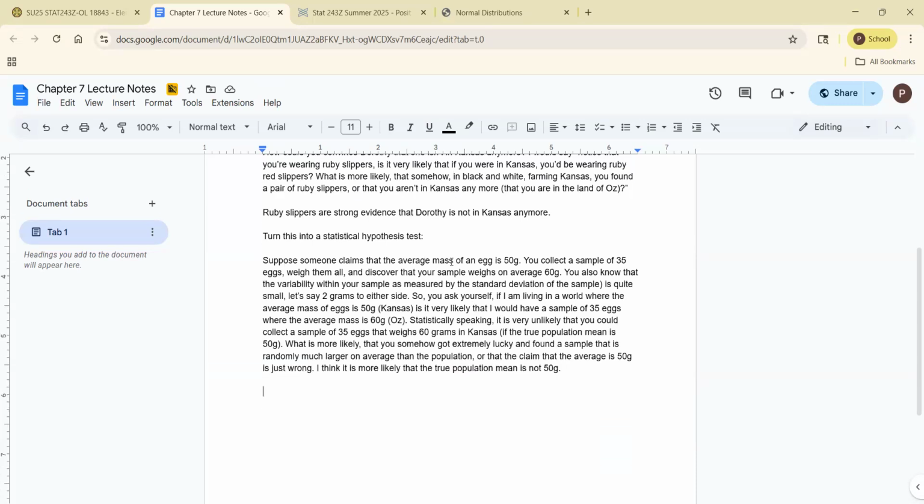Someone gives you a claim that the average mass of an egg is 50 grams. Your sample, which is large enough statistically speaking, has an average of 60 grams. You do some statistics and you find out it's extremely unlikely that you could get that sample in a world where the true average is 50 grams. It's more likely that the claim that the average of 50 grams is simply not true.